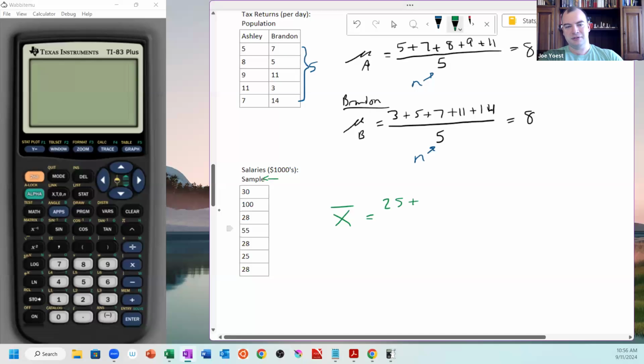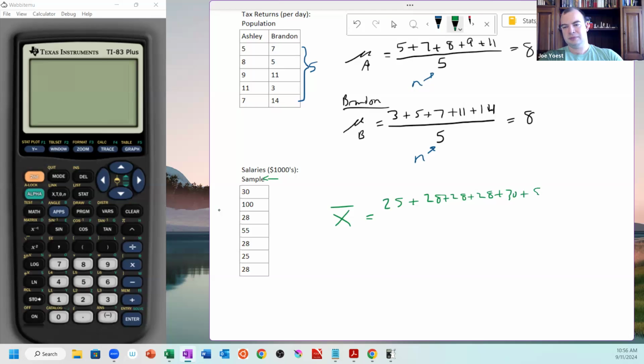And this is 25 plus 3 28s, and then 30, 55, and 100. And that represents 7 data points. Later on, as a matter of good practice, I'll rewrite them in the correct order. But for now, since we're just doing an easier calculation, I'm just writing it this way. This is a little more involved calculation. Let me jump over to the calculator for this.